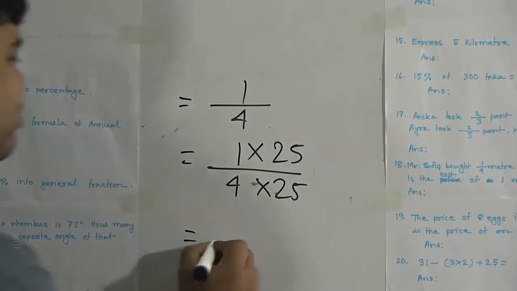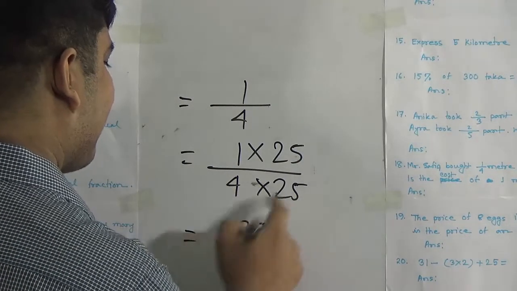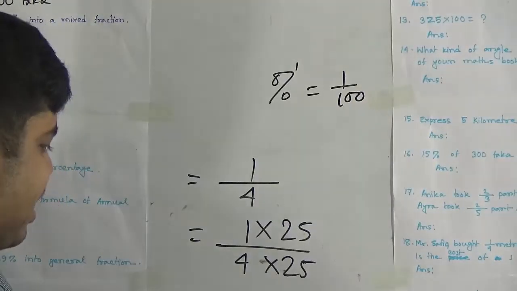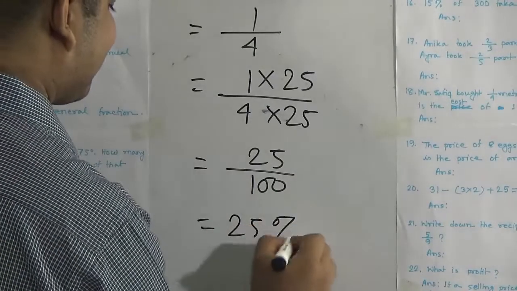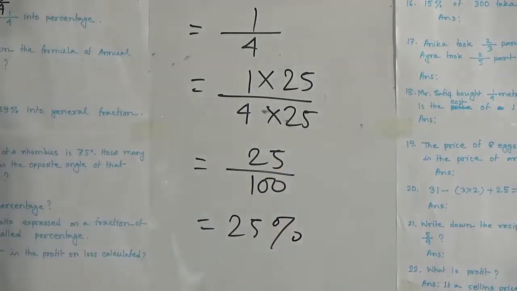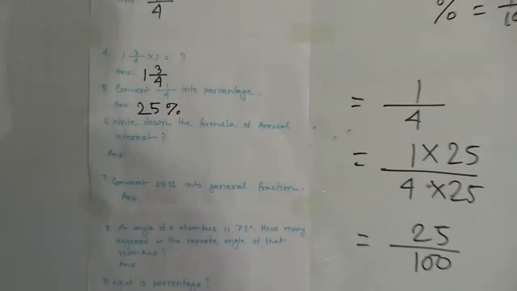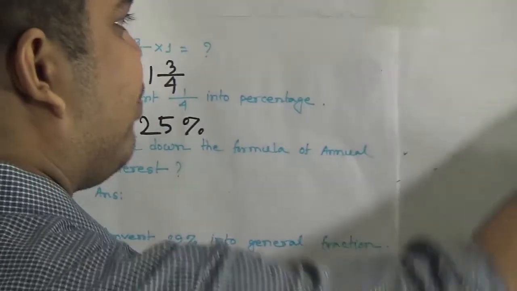So 25 ones are 25 and 25 fours are 100, and we know that percentage means 1 by 100. So 1 by 100 means this percentage, and this 25 is written here. So 25% is the required answer. I hope you have understood.